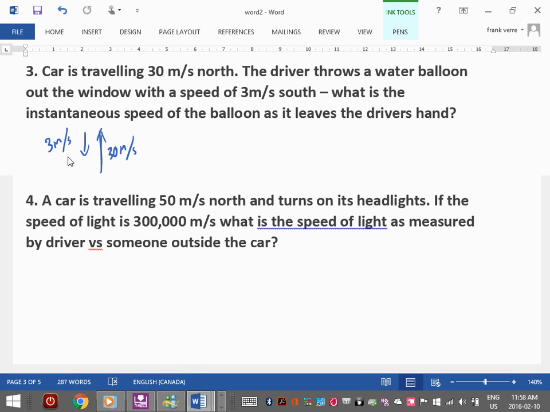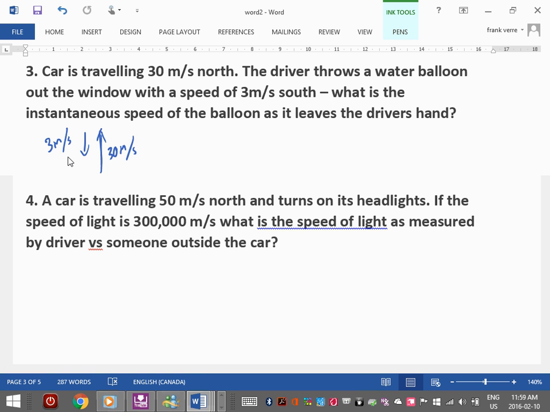The moment the water balloon leaves your hand, what is the speed? If you were an observer watching this water balloon, what would it look like it was traveling at that moment in time? Which way? Right now, imagine the water balloon is in your hand, and you're driving 30 meters per second north. What's the speed of the water balloon? Can't answer the question until I say to you, relative to what? Relative to the driver, the answer would be what? 0, because it's in your hand. You're in the car. So relative to you, it's the same.